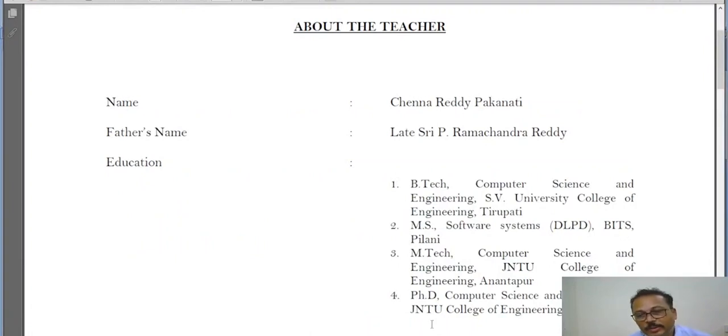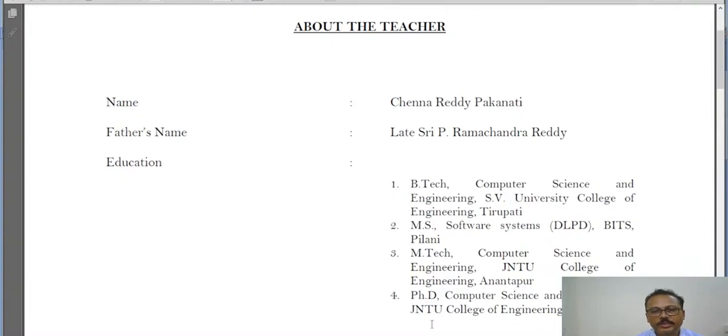Coming to myself, I did my BTech in SV University College of Engineering, Tirupati, way back from 1992 to 96. At the time I got 334 rank. I got a seat here also, but due to various reasons, I didn't join JNTU Anantapur. At that time, I preferred SV University College. I joined there and completed my BTech. It's a wonderful experience. It's a real university environment. All the students belonging to arts, sciences, MSc Physics, MSc Chemistry, and law students, all will be there in the campus. It's a wonderful experience.